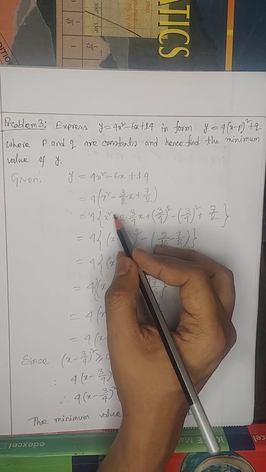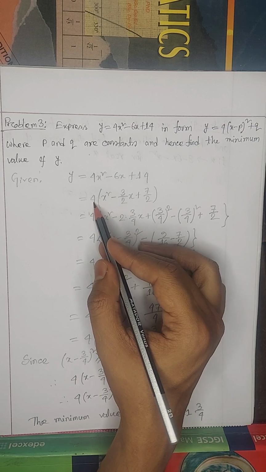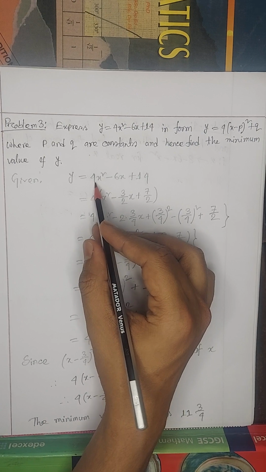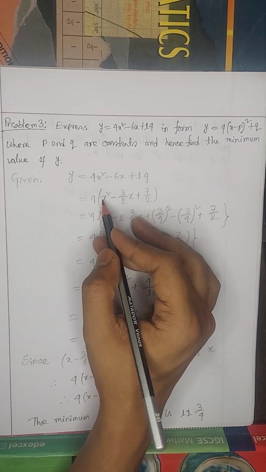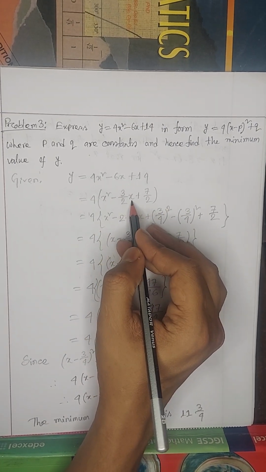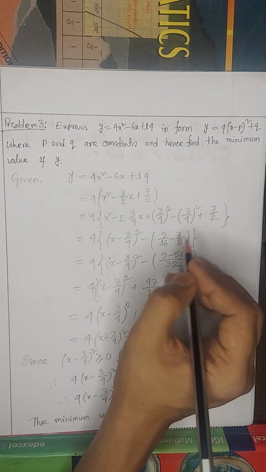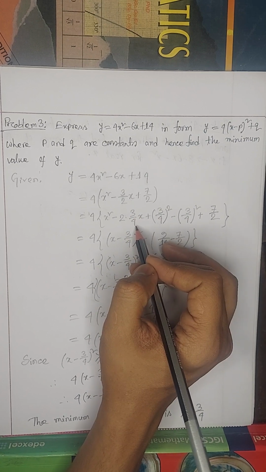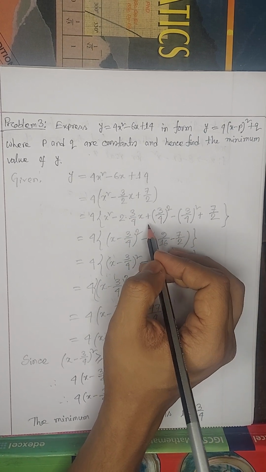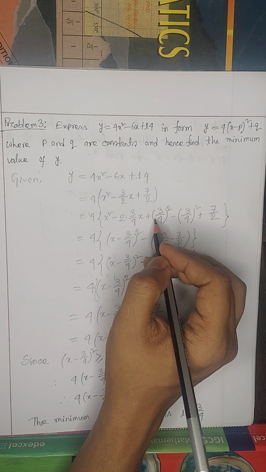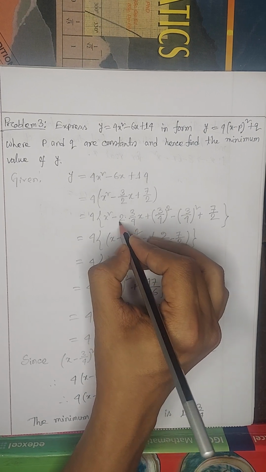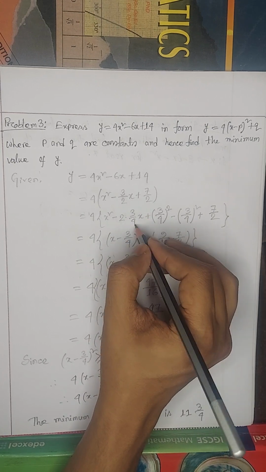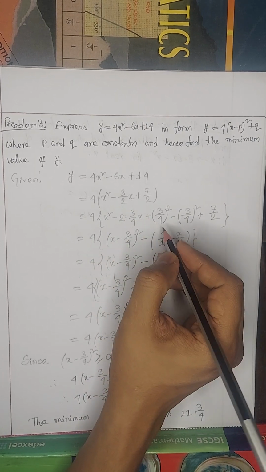We first take 4 common, and if we take 4 outside of this bracket, then we get x square minus 3 by 2 x plus 7 by 2. Now we have to transform this to the a minus b whole square formula. So because of that, we bring 2 here, and since we bring 2 here, we can write this 3 by 2 as 2 times 3 by 4 times x.